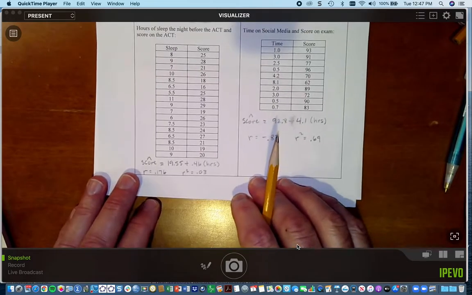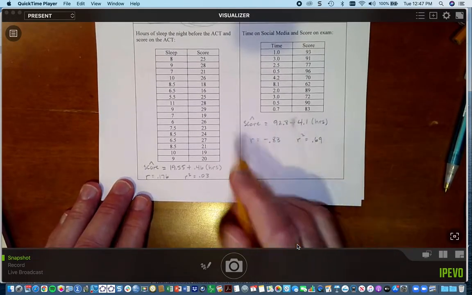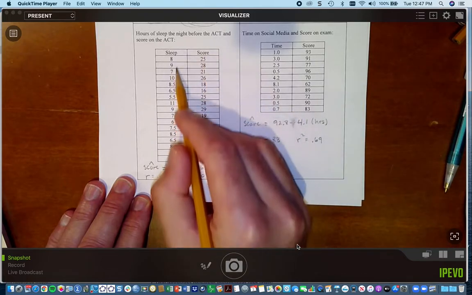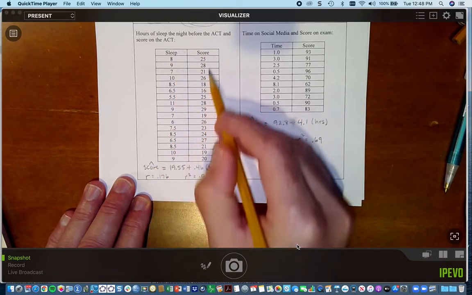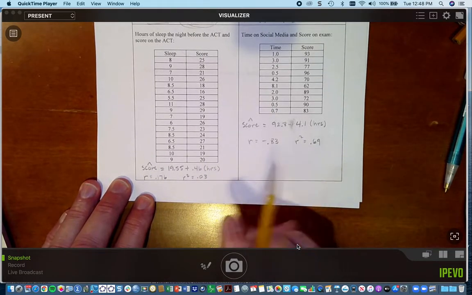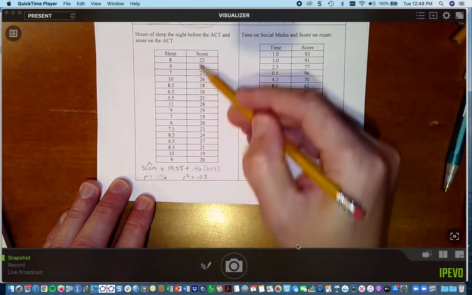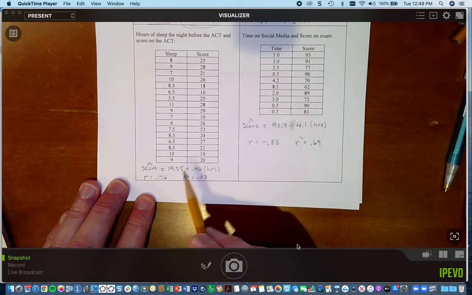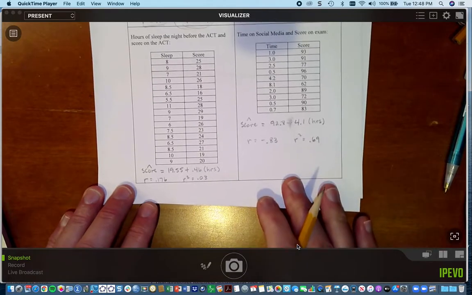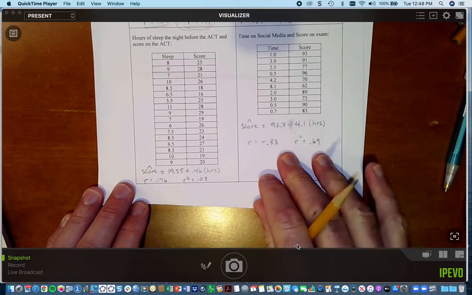Okay, and then this next data set was a sample of some kids who took the ACT, and it was the number of hours of sleep they got the night before the exam and then the score that they received. Okay, I did the same thing here. Put these in list 1, put these in list 2, and then do stat, calc, number 8, linear regression, tell it list 1, list 2, and Y1.